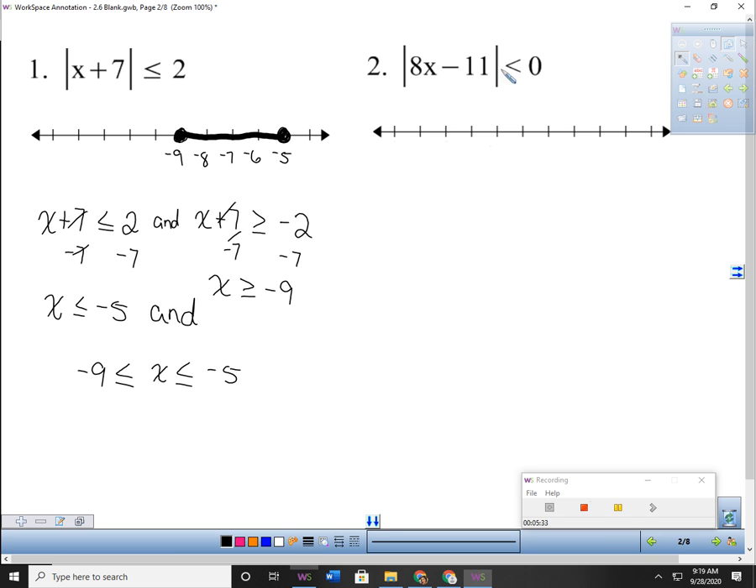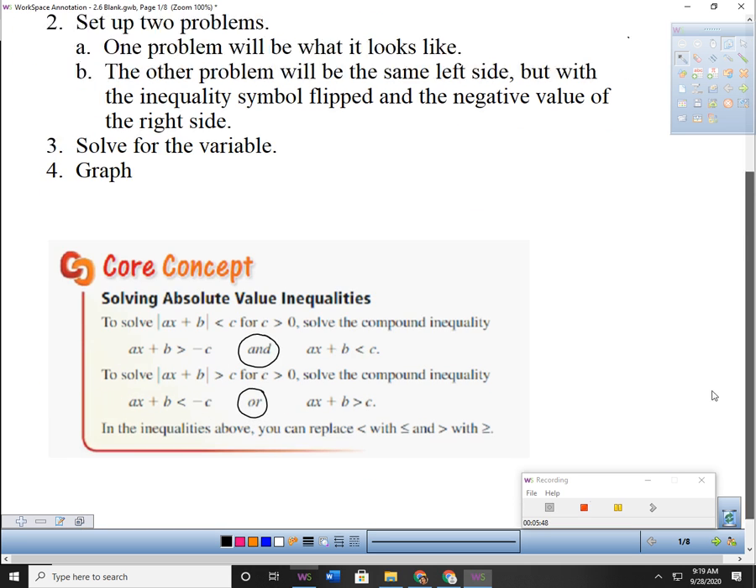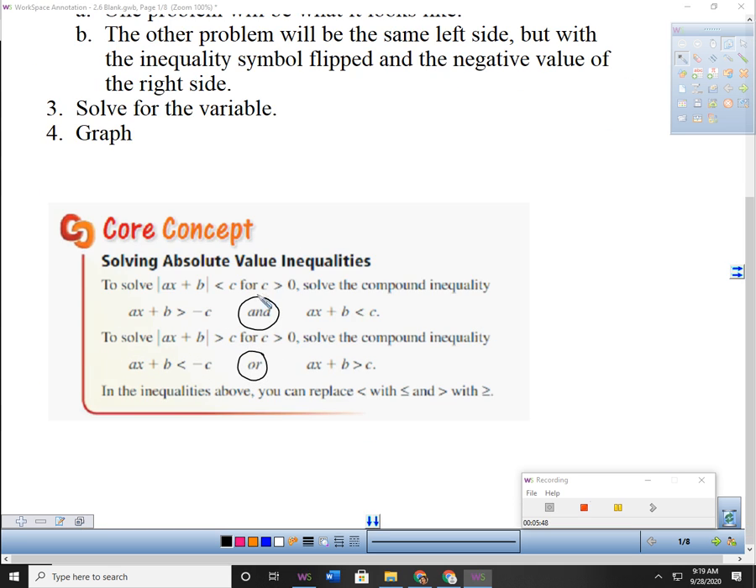So on number 2, the first thing I do is make sure that there's nothing outside the absolute value. Okay? Now, 0, that's okay to be over here. That's not a problem. If you looked at the stipulations here on the front page, it says that for C is greater than 0, solve the compound inequality, and same thing on this one.